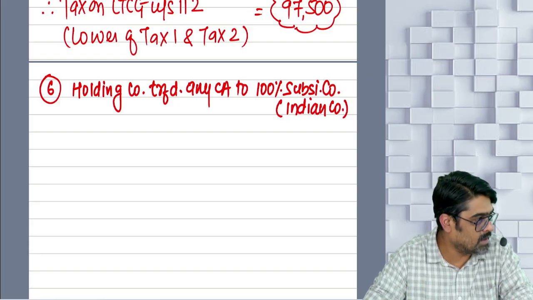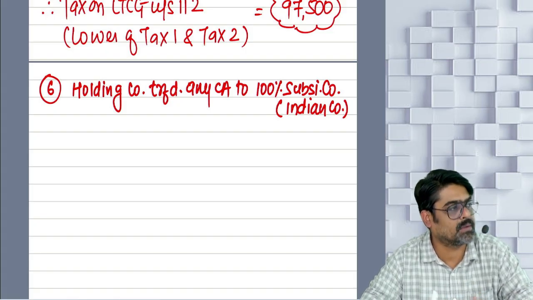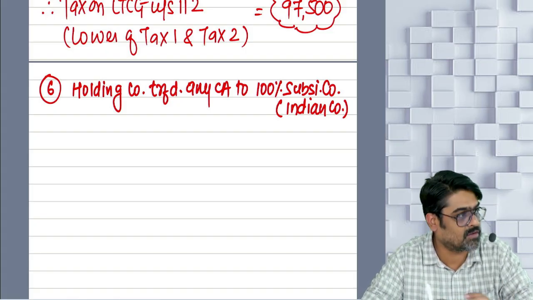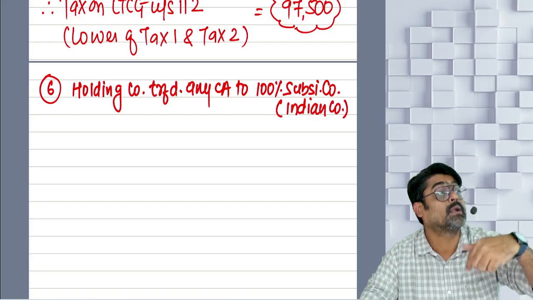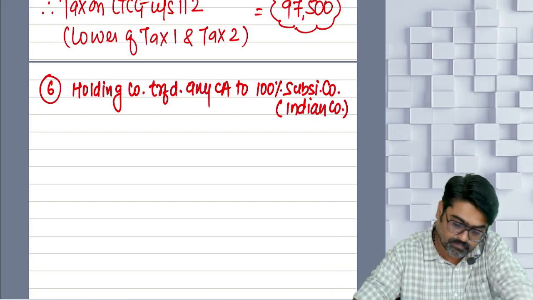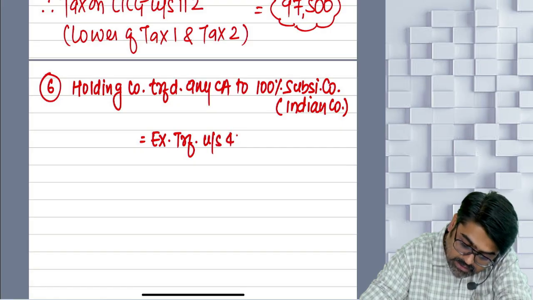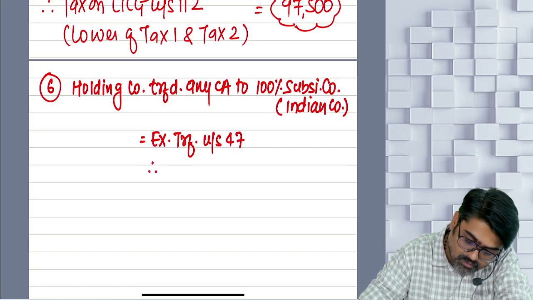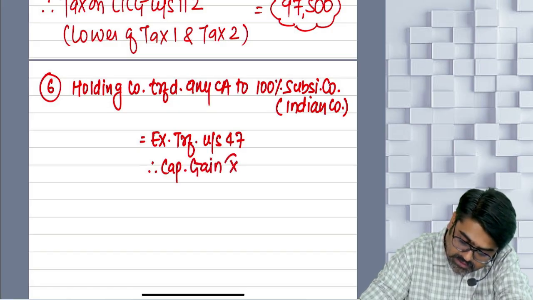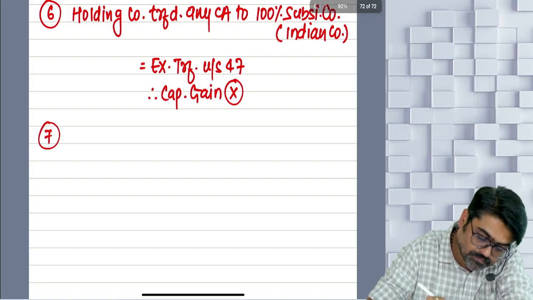So if a holding company has a capital asset, and that capital asset is transferred by the holding company to its 100% subsidiary company, and the transferee company is an Indian company, then this transfer is an exempt transfer. Therefore, capital gain or no capital gain? No capital gain will be taxable in the hands of the holding company. Can reverse transaction take place?